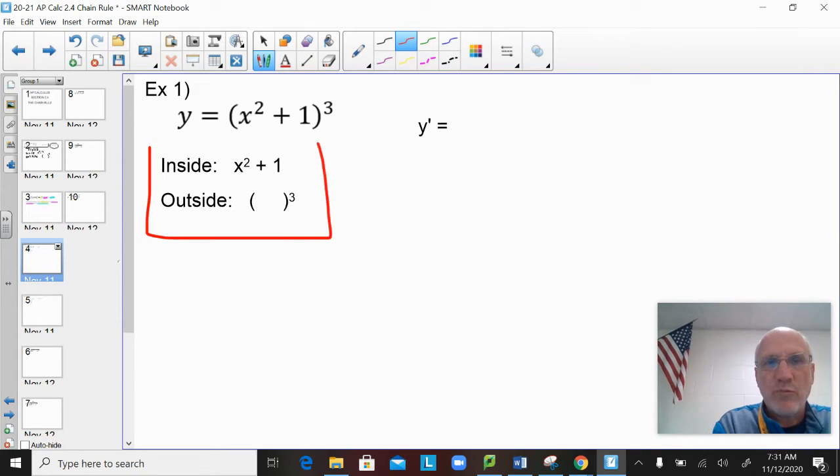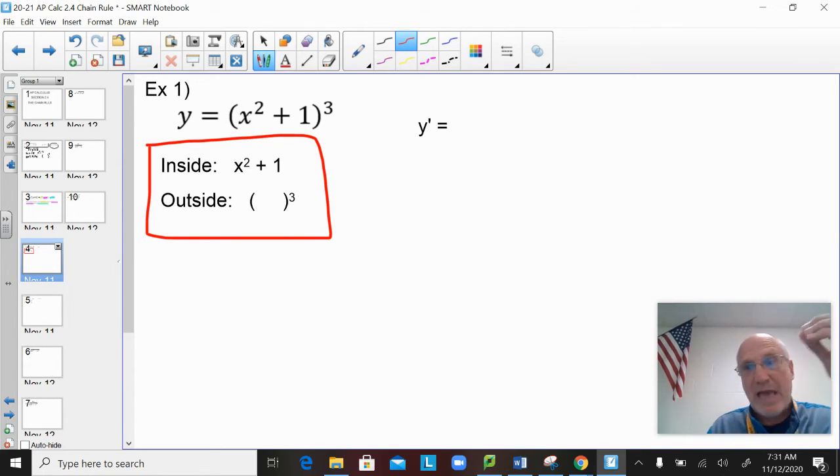Now, I wouldn't write that down each time, but you absolutely have to be clear that the inside function there is x squared plus 1, and the outside function is something to the third power. So we recognize that as a composite function. So now let's take the derivative.